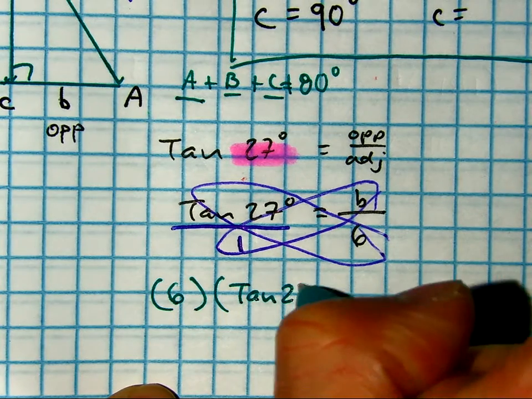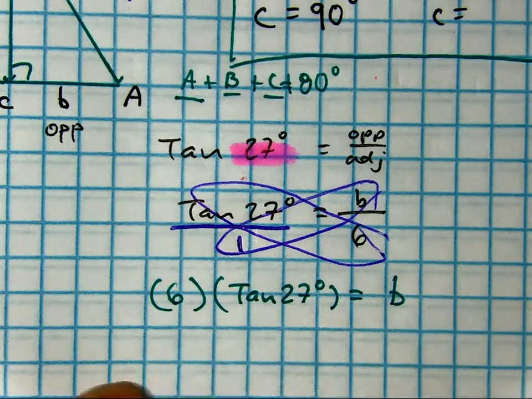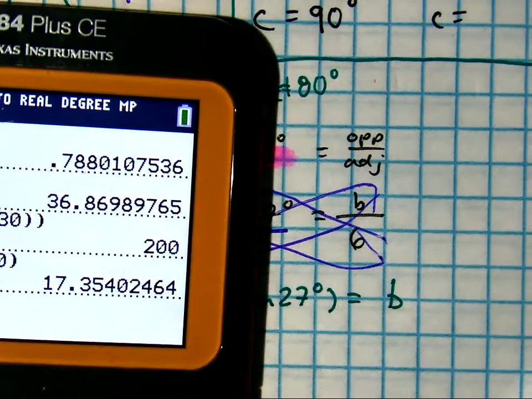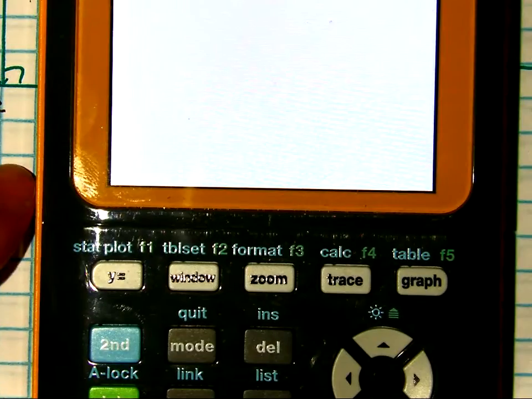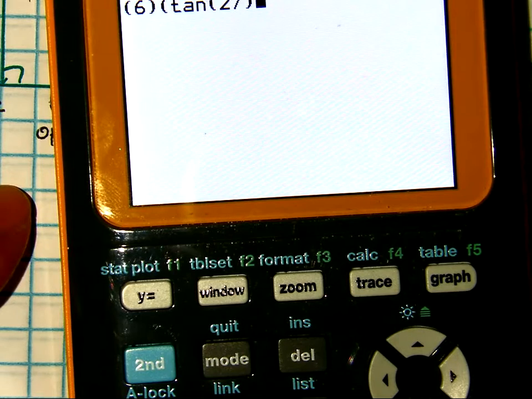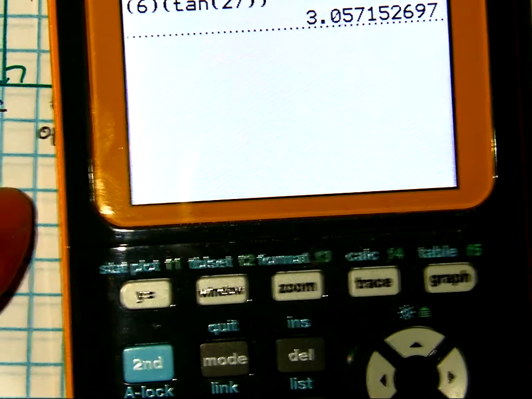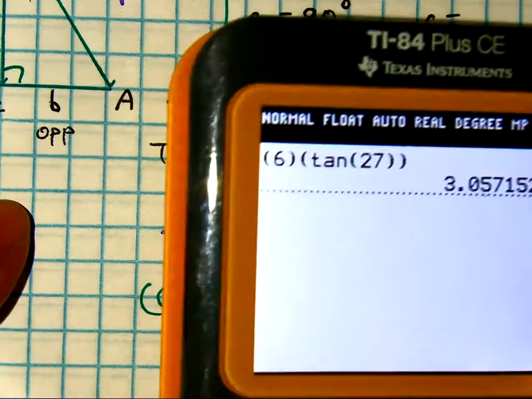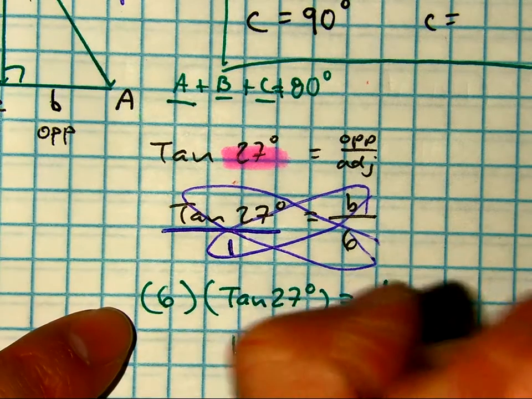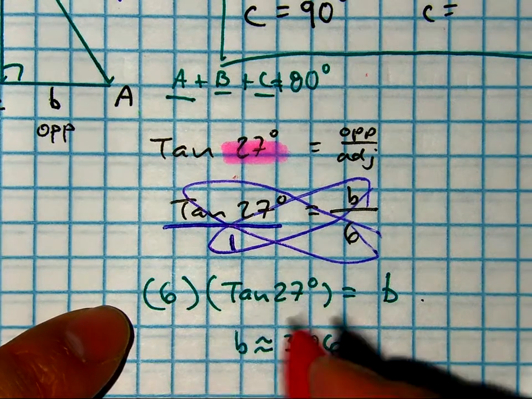Here's our calculator ready equation. Let's go ahead and punch it in. 6 tan 27, 6 tan 27. Let's round to the nearest hundredth. Does it tell us where to round? Let's do 3.06. Let's box that answer. And I can write that up here, 3.06.